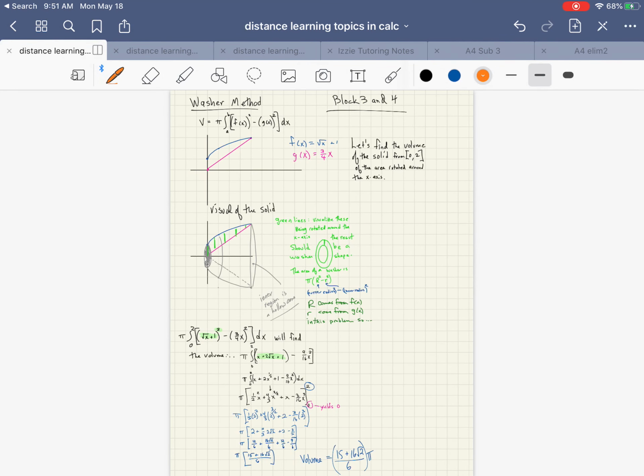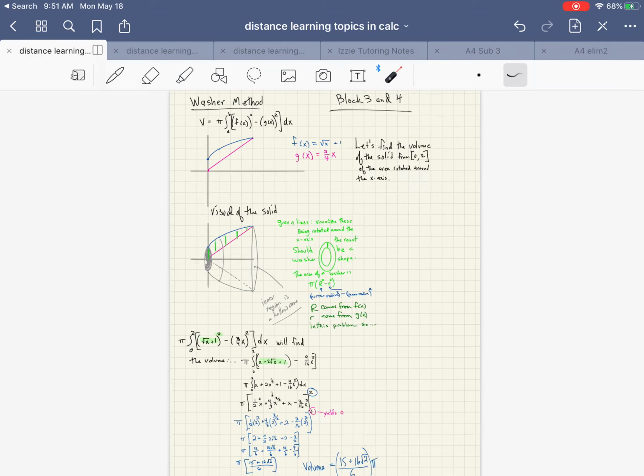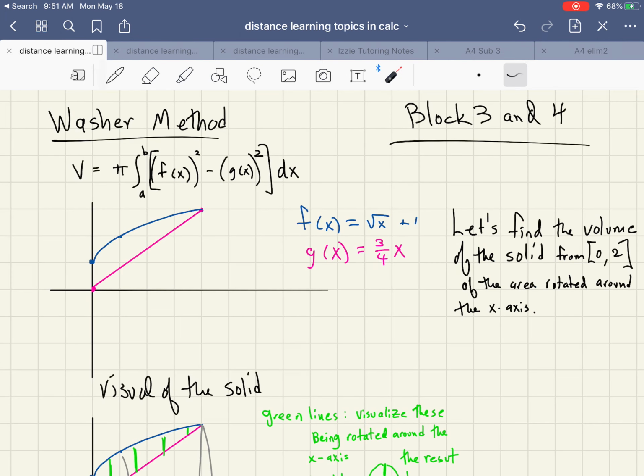All right, so this is a video on using the washer method to find the volume of a solid of revolution. So the washer method is different than the disk method because what we're going to have is two functions as shown here. So we have the upper function, f of x, the lower function, g of x.